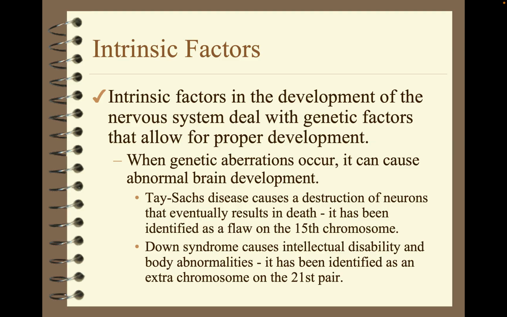And of course, Tay-Sachs disease is a disease that we have seen only in the Ashkenazi Jews, the Jewish population that has lived in Eastern Europe. Jewish people tend to marry within their own population, and because of that, there was a mutation, Tay-Sachs disease, mutation on the 15th chromosome. And because of the intermarriage that takes place in that population, it has repeated itself, and so it is only in that population. Down syndrome causes intellectual disability and body abnormalities. It has been identified as an extra chromosome on the 21st pair.